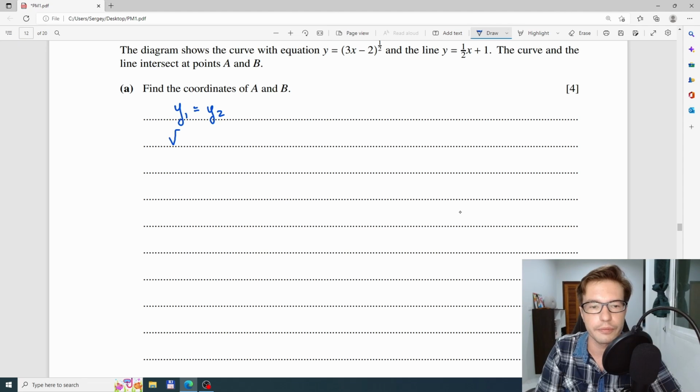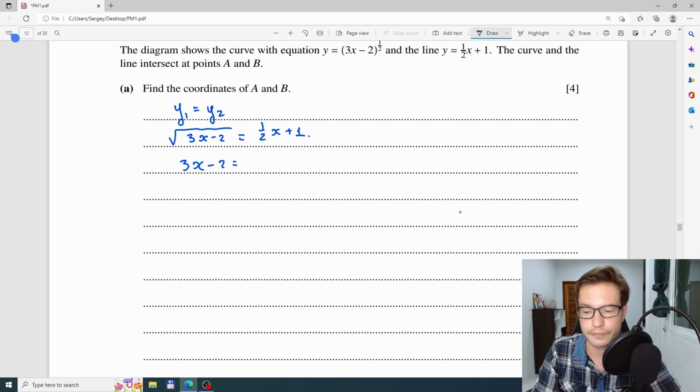So square root of 3x minus 2, that's the first function, equals the second one, which is half x plus 1. Now I have to solve it, and in order to do so, I will start by squaring both sides. So I got 3x minus 2 equals x squared over 4 plus x plus 1. I'm not a big fan of fractions in the equation, so just multiply by 4 straight away. I'll get 12x minus 8 equals x squared plus 4x plus 4.